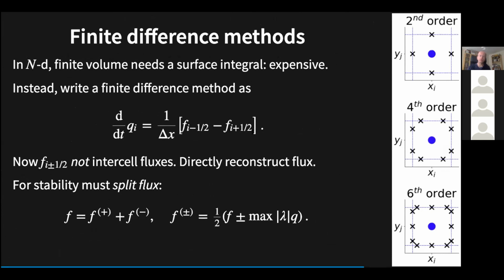Now, what does this mean as a practical computation? It means that we calculate the flux not at interfaces, but at grid points. We calculate F at the point x i. We then reconstruct the fluxes to the half points. So we reconstruct the fluxes from f of i plus 1, and so on and so forth, to f of i minus a half. And we then have the flux differencing formula like this.